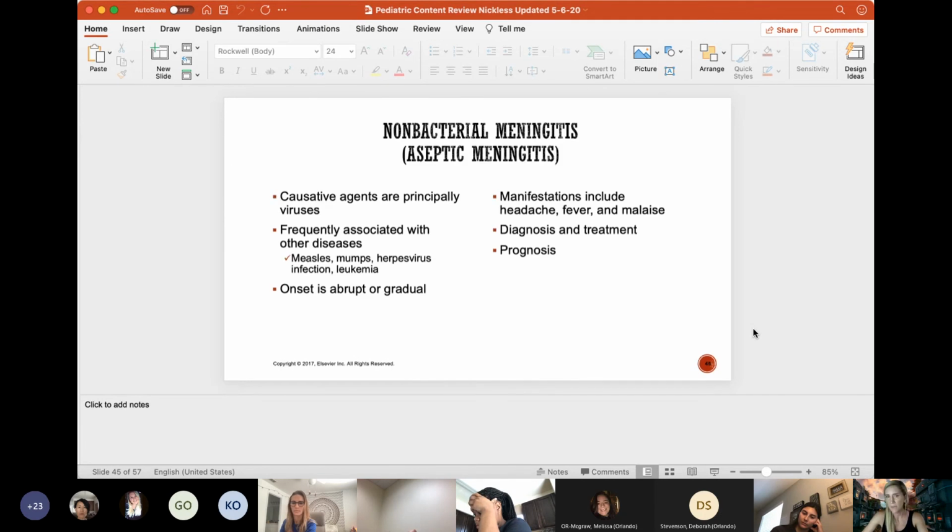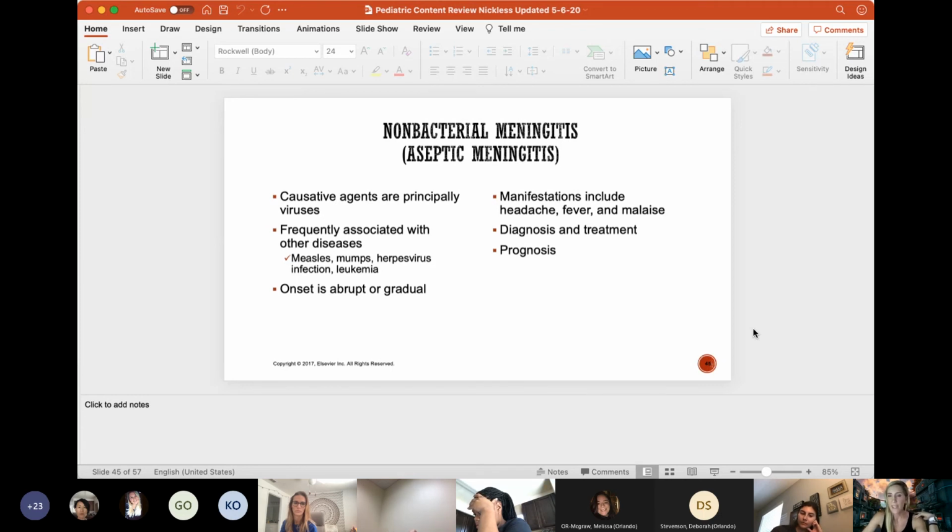So you may have that non-bacterial viral aseptic meningitis, and this is typically from a virus. A lot of times we see this with measles, mumps, herpes, even leukemia. My daughter had, what did they call it? Chemo-induced encephalitis. Basically, she had too much of her chemo, which then caused a form of this, or kind of encephalitis. So there's a lot of things that can cause this.